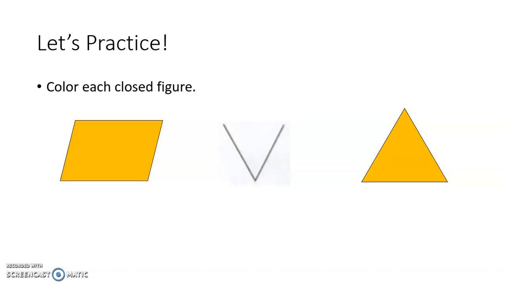Well, let's practice. So I've given you three figures. And I want you to color each closed figure. So you're going to color the closed figures. Now, you see I have colored in two figures. They're yellow. Those figures are colored yellow because they are closed. If we take our finger and trace the lines, you see that they are closed in.